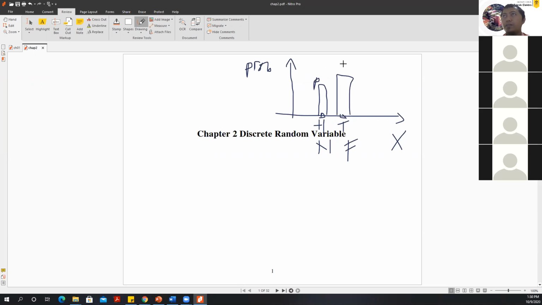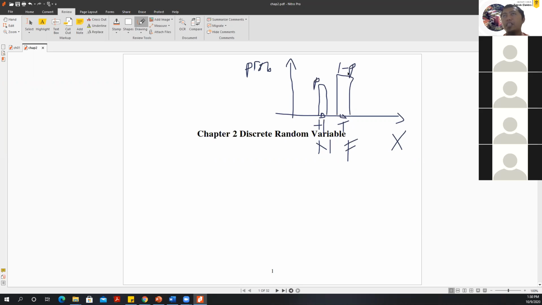What is the probability of tail if we have a probability of head become p, small p? 1 minus p. 1 minus p, perfect. Okay, good.